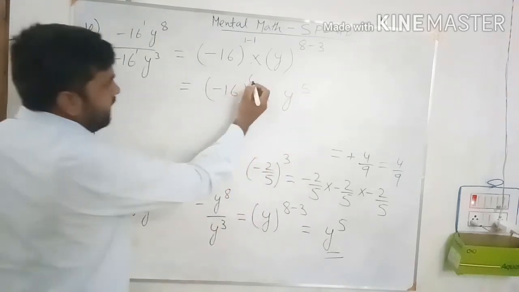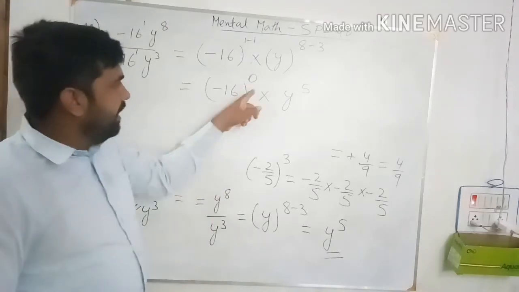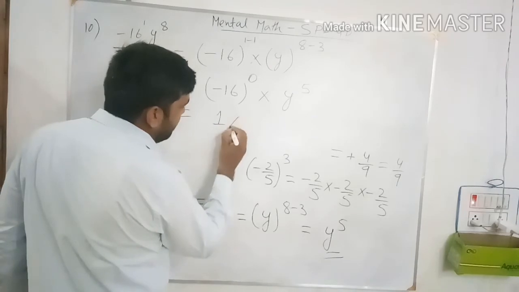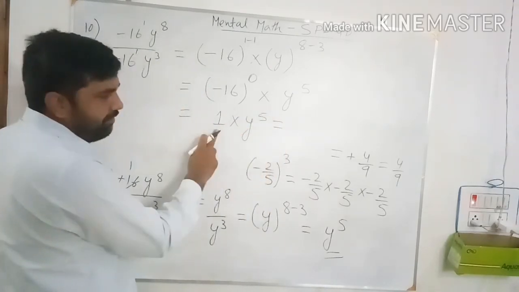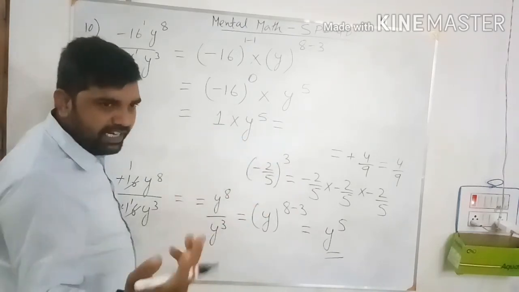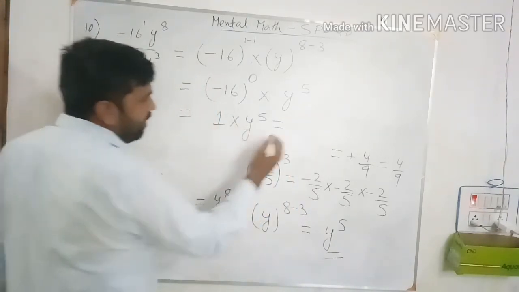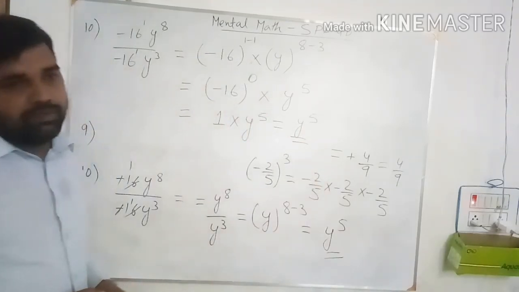Now apply the zero law of exponents. Any base having power 0 has value 1. 1 multiplied by y to the power 5. Now if you multiply any number by 1, you will get the same product. If you multiply 1 with 5, you will get 5. If you multiply 1 with 7, you will get 7. If you multiply 1 with y to the power 5, you will get y to the power 5.